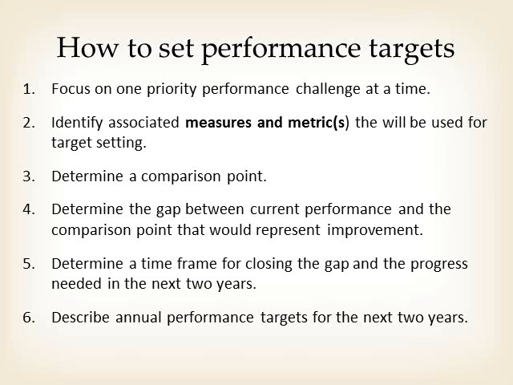The process of setting performance targets includes the following steps. Number 1, focus on one priority performance challenge at a time. Number 2, identify associated measures and metrics that will be used for target setting. Number 3, determine a comparison point. Number 4, determine the gap between current performance and the comparison point that would represent improvement for the school. Number 5, determine a time frame for closing the gap and the progress needed in the next 2 years. And number 6, describe annual performance targets for the next 2 years.